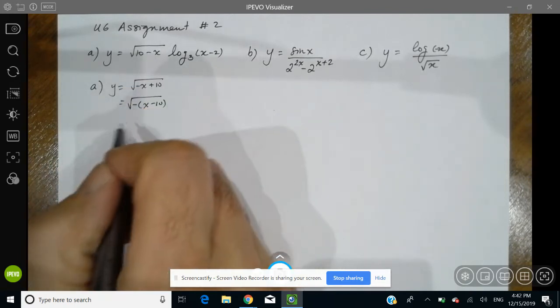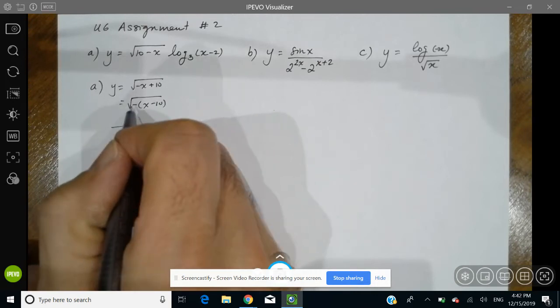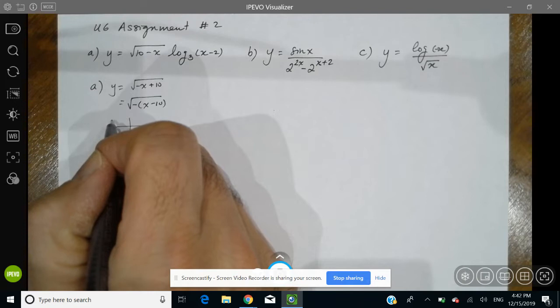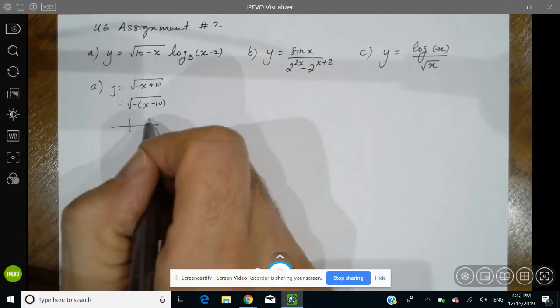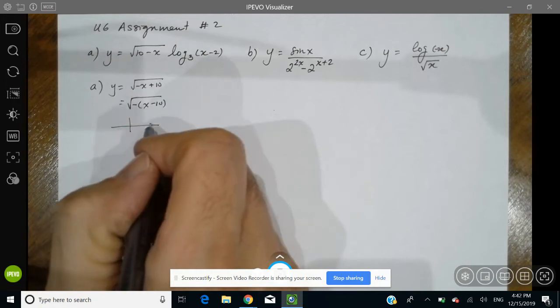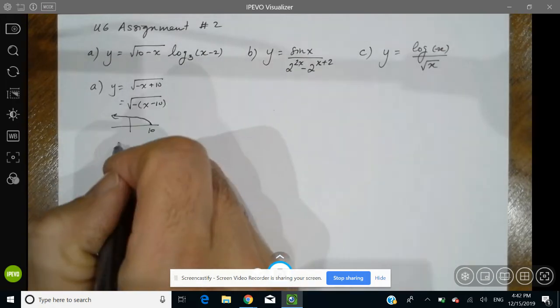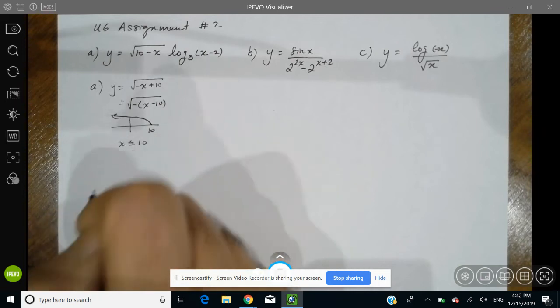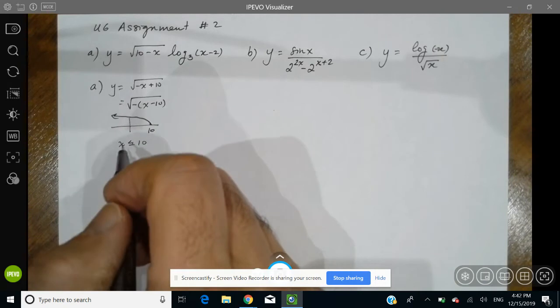Essentially this function here is just the square root function, which has been reflected about the y-axis and then moved to the right by 10 units. So this function looks something like that. That means the domain is everything less than or equal to 10. Remember that when you're dealing with a square root function, it can be equal to 0.